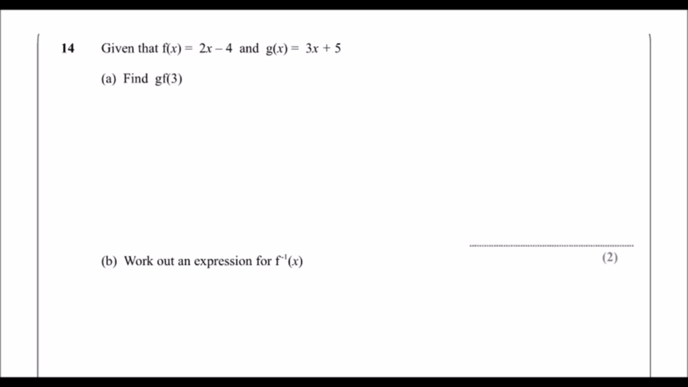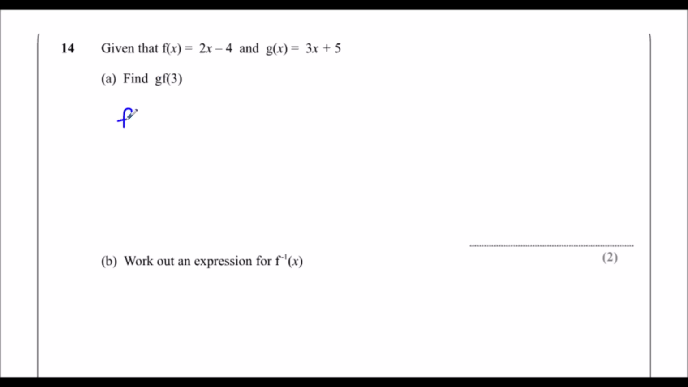Question 14. Given that f of x equals 2x minus 4 and g of x equals 3x plus 5, find g of f of 3. So this means we're putting 3 into f and then we're putting that answer into g. So 3 into f and then that answer into g. So let's put 3 into f first.